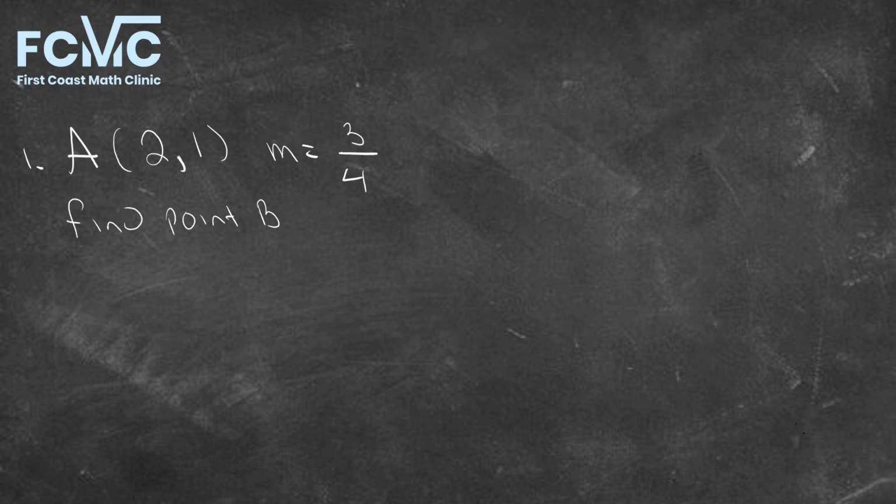So for example 1, we've got point A at (2, 1). We have our slope at 3/4. We want to find point B, which we know is (x, y). There are two ways we could do this: we can use a table and a graph. So I'm going to show you both ways to do this.